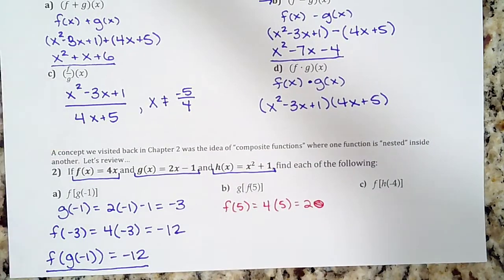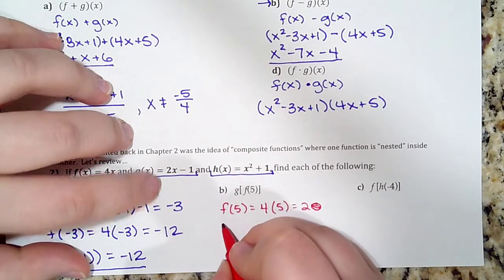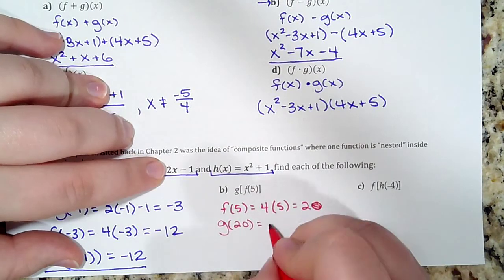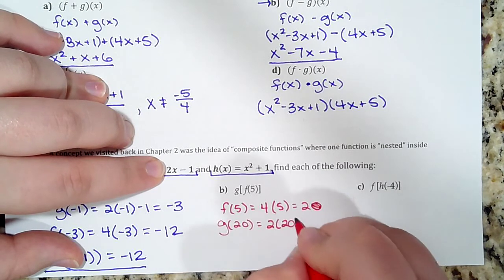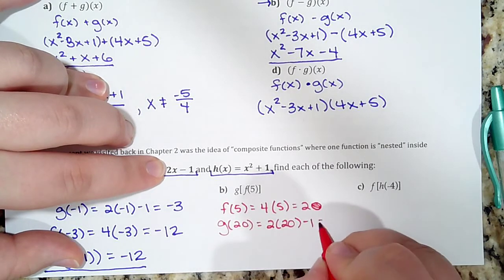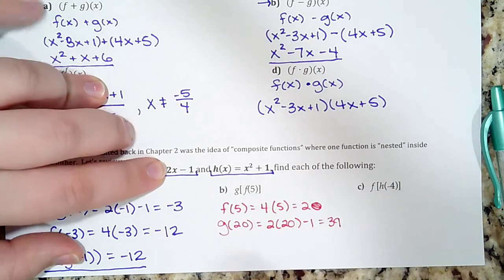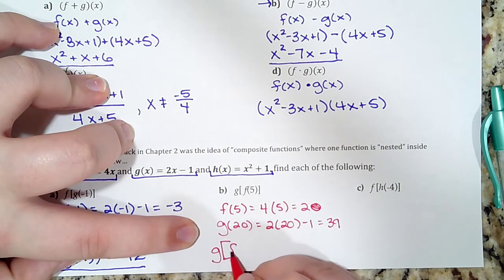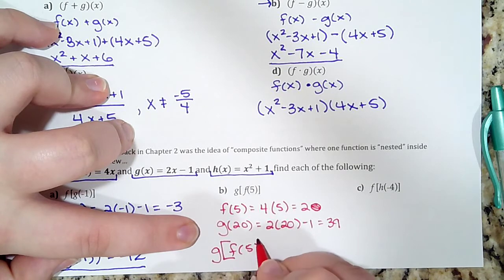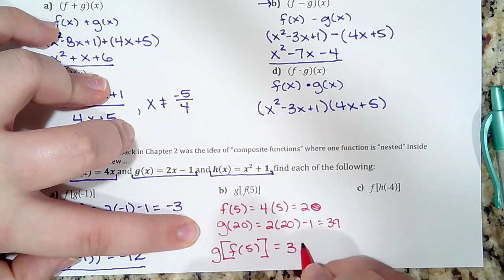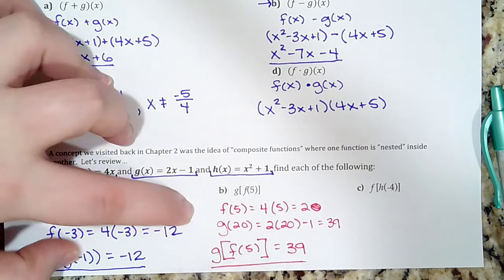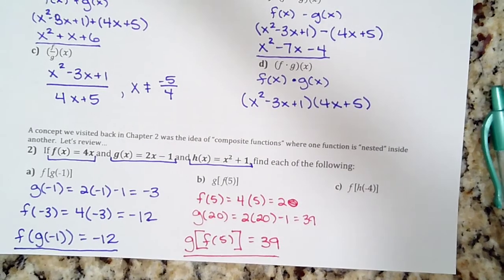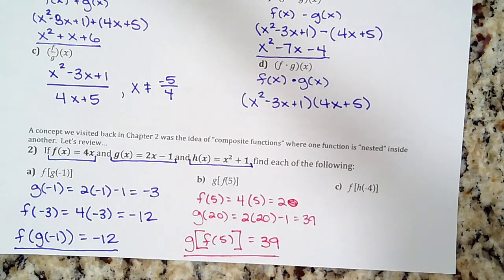That becomes the answer that I then put inside of the g function. G of 20 is the same as 2 times 20 minus 1, or 39. So my final answer would be g of f of 5 equal to 39. I hope this is mostly review, but even if it's not, that's okay too. It's not a super hard concept as long as you make sure that you go in the right direction there.